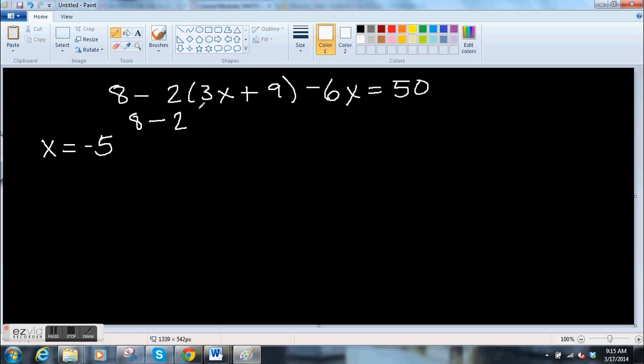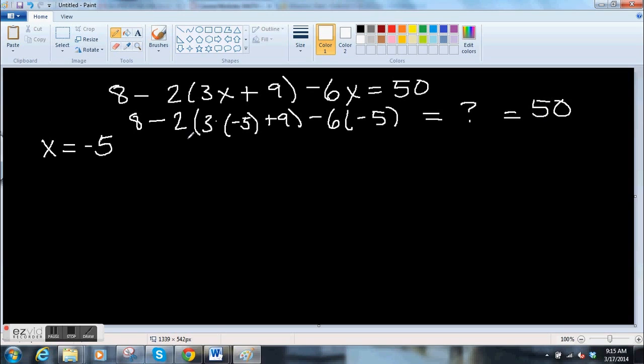8 minus 2 times (3 times, and now I'm saying we're going to try negative 5 in there, plus 9) minus 6 times negative 5. And the question is, does that equal 50? So, does it? Let's find out.